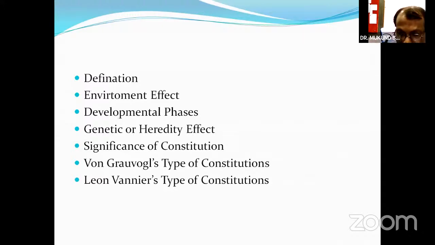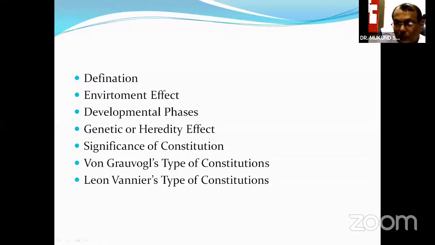Now, generally the genes influence the physical characteristics of the person. For example, the color of the eyes, the shape of the nose, other facial structure and other physical characteristics are determined by the genes. So there are many physical characteristics for which genes are responsible.